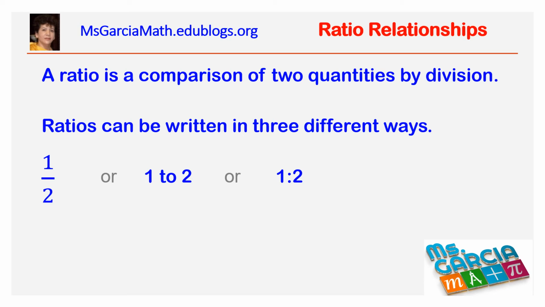A ratio is a comparison of two quantities by division. The most common way to write a ratio is as a fraction, 1/2. We could also write it using the word "to", as 1 to 2. Finally, we could write this ratio using a colon between the two numbers, 1:2.